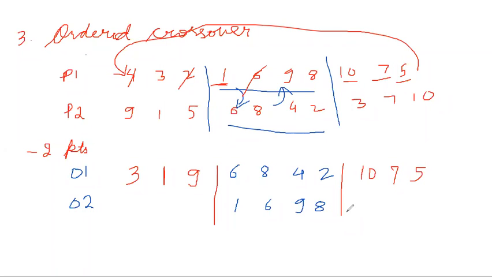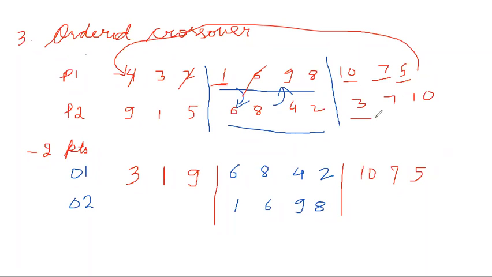So I think I should do it. Now we come to the second offspring. In a similar manner I have to do it. Now in this, the middle section is coming from parent one. It means the rest of the components have to be copied according to feasibility from parent two.